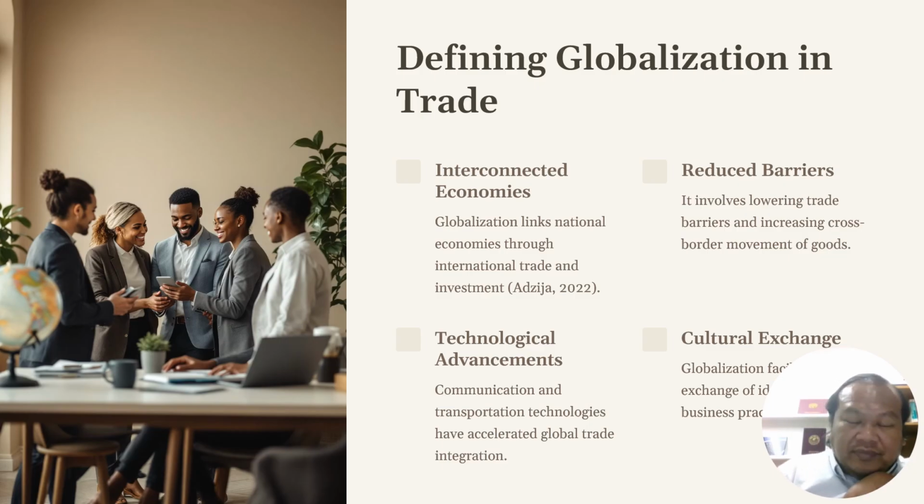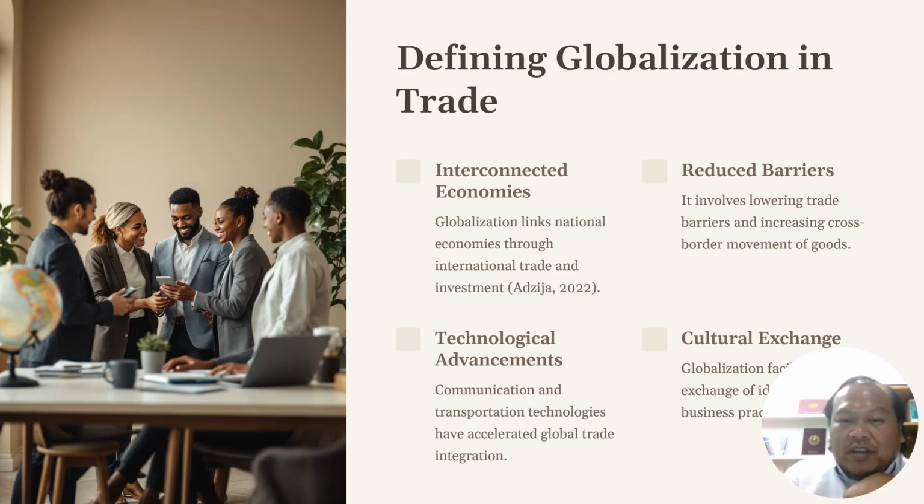So, defining globalization in trade. This is from the book of Adzija. By the way, the book is also posted on your LMS, and you can download a copy if you want. This is an open access book, published by Robert Adzija, a professor of international logistics management at Conestoga College in Ontario, Canada.